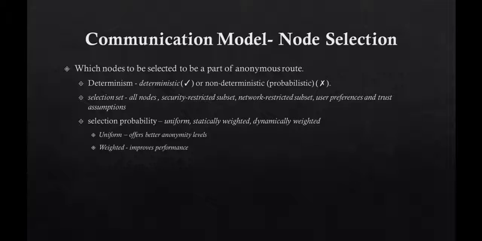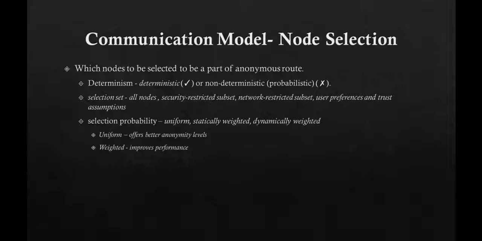Selection probability. Individual nodes are chosen. Types. The probability distribution that describes how the nodes are selected may be uniform. The probability distribution is weighted based on generic static parameters. Example, the bandwidth of the nodes. And the third one is dynamically weighted, which is when the probability distribution is dynamically weighted. Example, the node's response time.